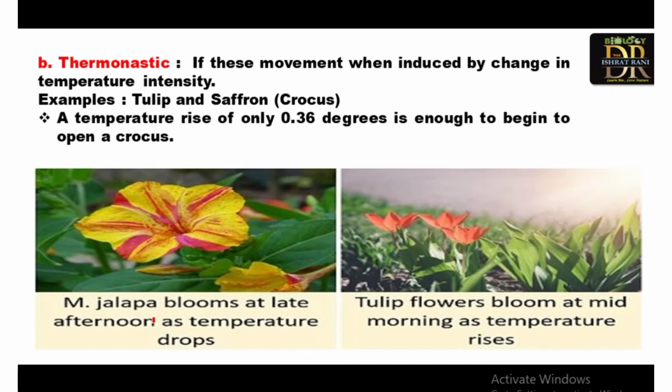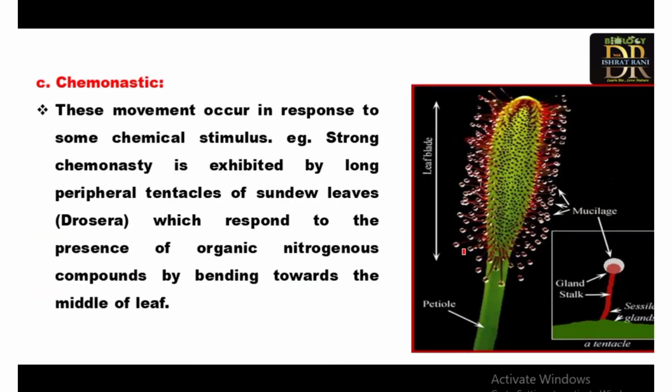Here is thermonastic. This type of movement is due to a change in temperature or intensity of temperature. Just like in tulip and crocus, you can see that tulip flowers need a temperature rise of about 0.36 degrees and the flower will open. Here is Mirabilis jalapa. In the late afternoon, as the temperature drops, they will open, while the tulip flower blooms in the mid-morning as the temperature rises. So this type of movement is known as thermonastic.